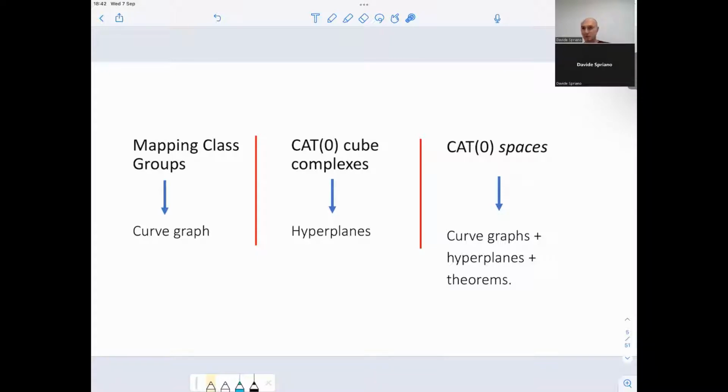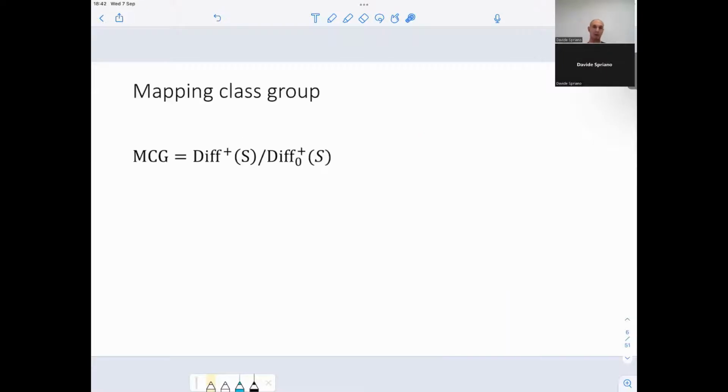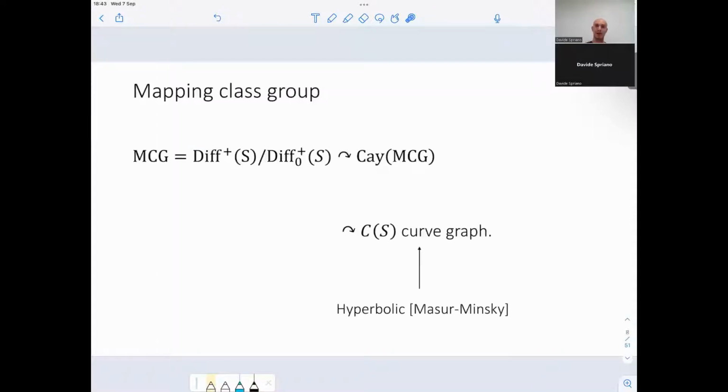Okay, before we start, let me tell you a couple of words about mapping class groups. For me, the mapping class group is the group of orientation preserving homeomorphisms of a surface modulo the orientation preserving homeomorphisms which are isotopic to the identity. We know that it acts on the Cayley graph of the mapping class group, but most importantly, as I said, it acts on CS, which is the curve graph. And this is a graph which Masur and Minsky, in a very important paper, showed is hyperbolic.